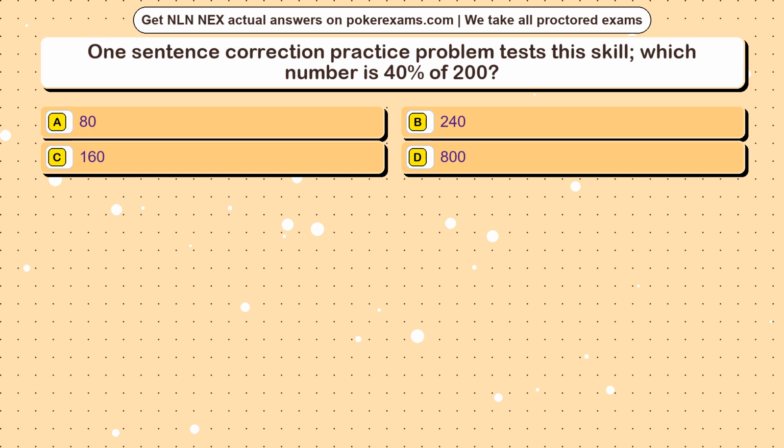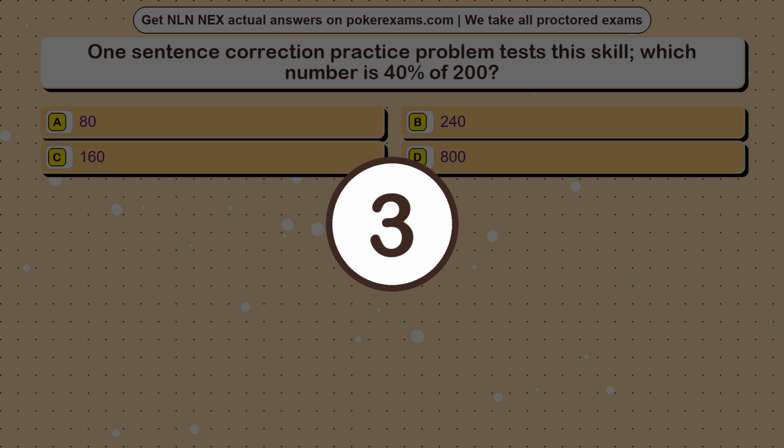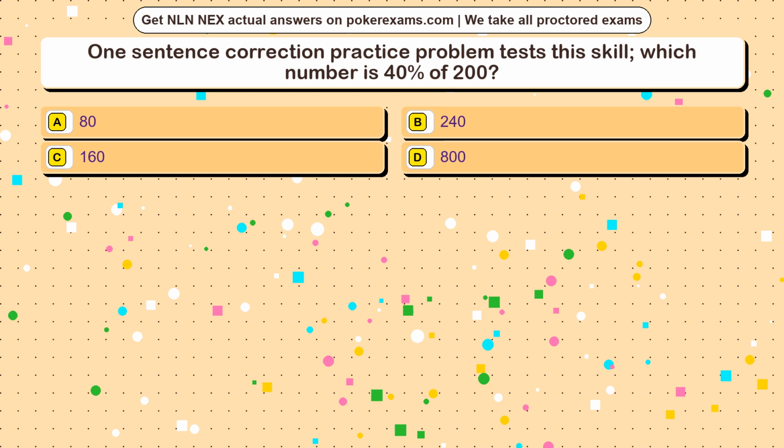Question 11. One sentence correction practice problem tests this skill. Which number is 40% of 200? Option A, 80. Option B, 240. Option C, 160. Option D, 800. The correct answer is option.